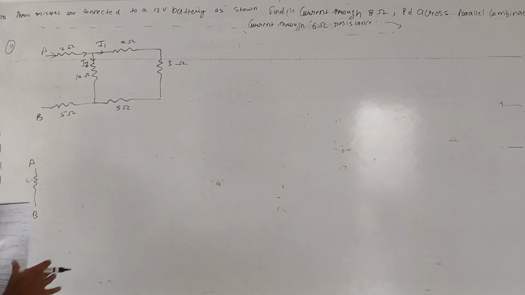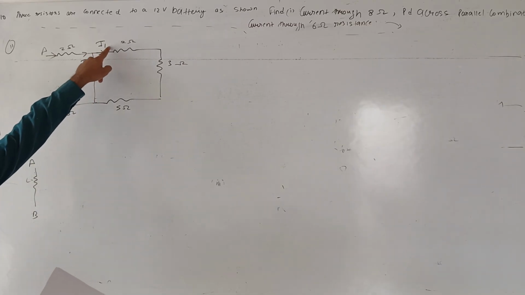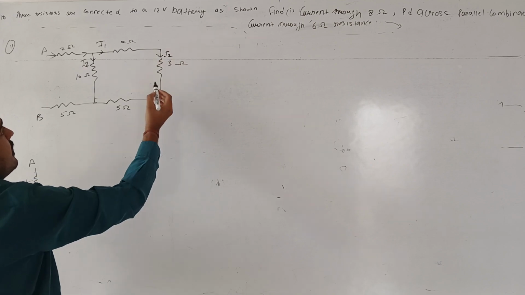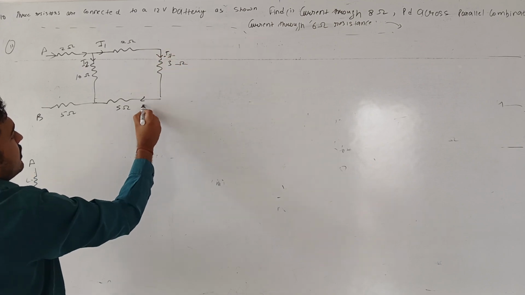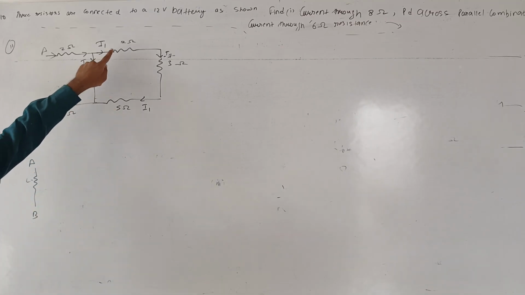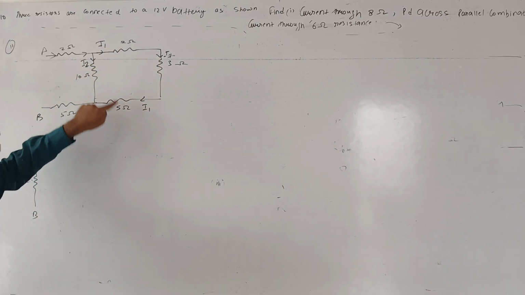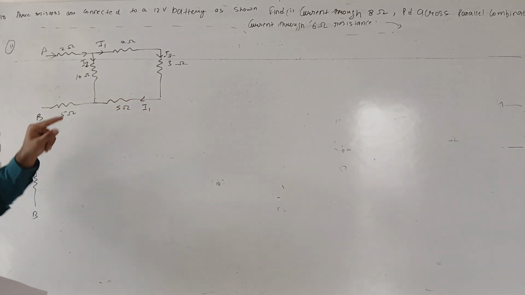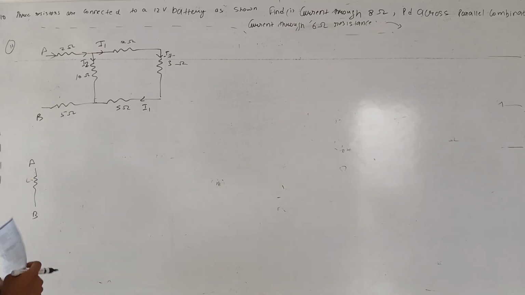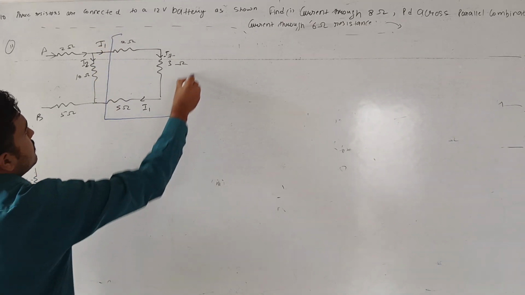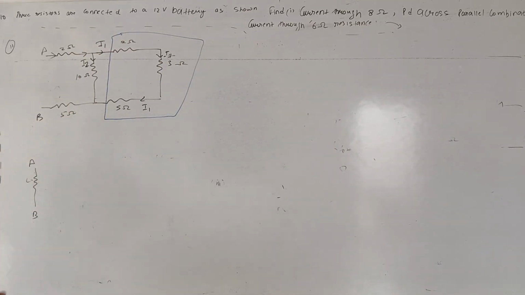Now, the same current I1 will pass through the 2 ohm resistance, the same current will pass through the 3 ohm resistance, and that same current I1 will also pass through the 5 ohm resistance. What does it mean? Because the same current is passing through 2 ohm, 3 ohm and 5 ohm, it means the 2, 3 and 5 ohm resistances are in series. So these three are in series.